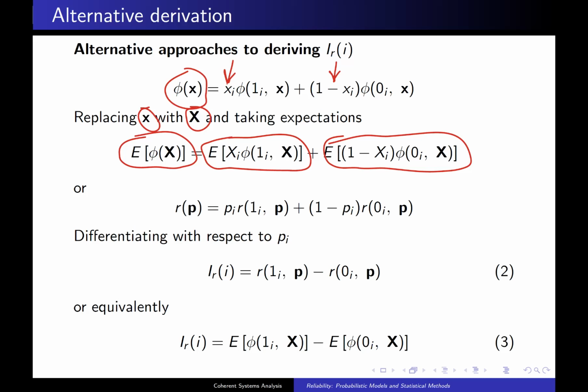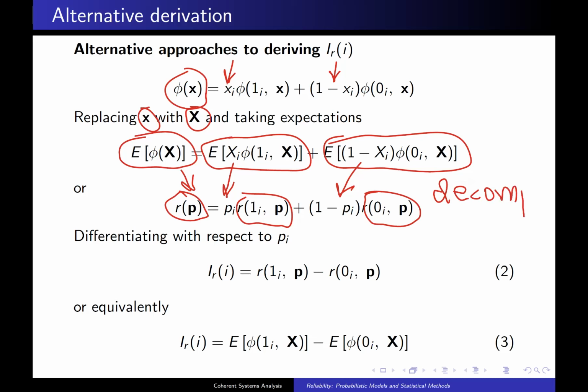By technique number 2 for finding the system reliability, this quantity on the left is the reliability function, and x sub I can be pulled out of this expected value. The expected value of X sub I is p sub I. The expected value of 1 minus X sub I is 1 minus p sub I. And then you have the expected value of phi of 1 sub I, X, and we denote that by r of 1 sub I, p, and the other is denoted by r of 0 sub I, p. You will recognize this as the formula for the decomposition technique. So we did not have to go through that entire derivation. This is nothing more than the decomposition technique. And that's the fifth of the techniques for finding the reliability function.